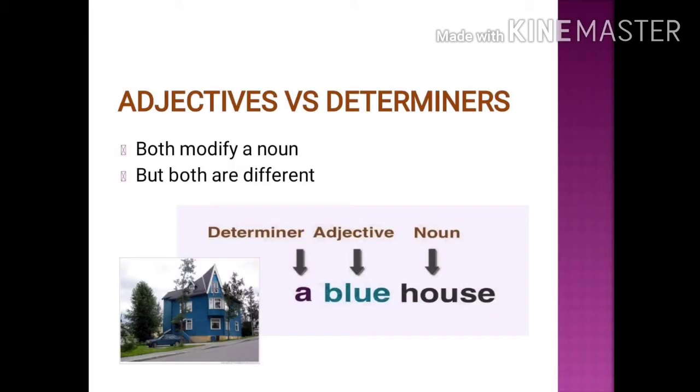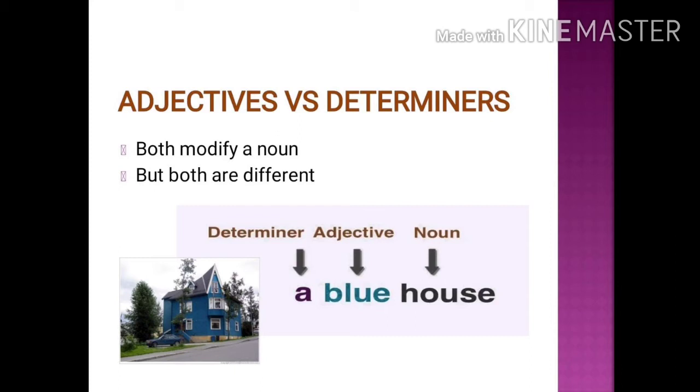Children, don't get confused between adjectives and determiners because in a way both modify or describe a noun. Let's learn the differences between adjectives and determiners now. So children, as I told you earlier, both adjectives and determiners modify a noun but both are totally different. Look at the phrase used by me here. A blue house. So I am using this phrase to describe a house. A is a determiner, blue is an adjective.